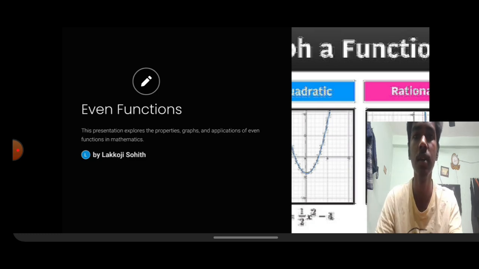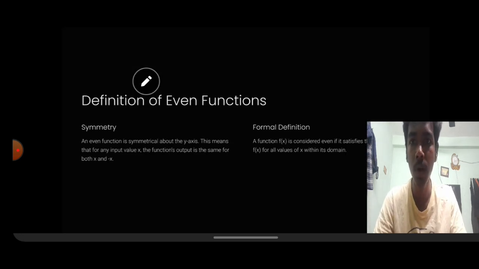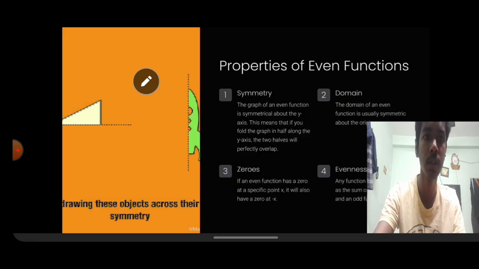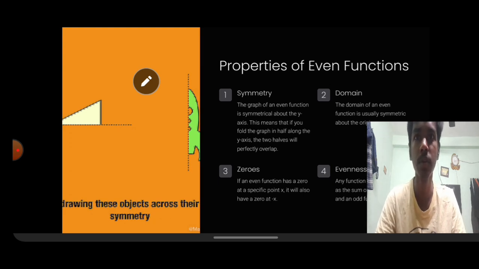For instance, the function f of x is equal to x square satisfies the property because minus x whole square is equal to x square. You'll see how this symmetry simplifies transformation, integration and real world applications. An even function is symmetric about the y-axis. This means that for any input value x, the function output is the same for both x and minus x.